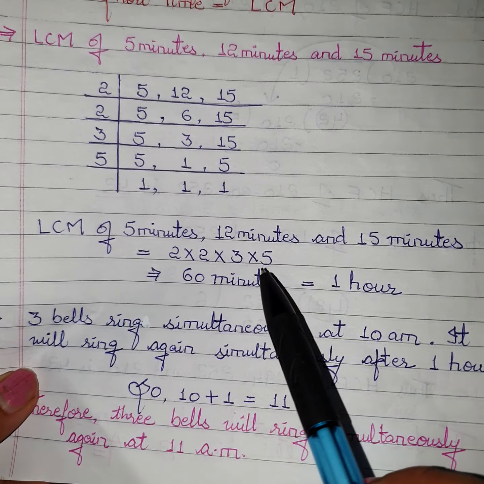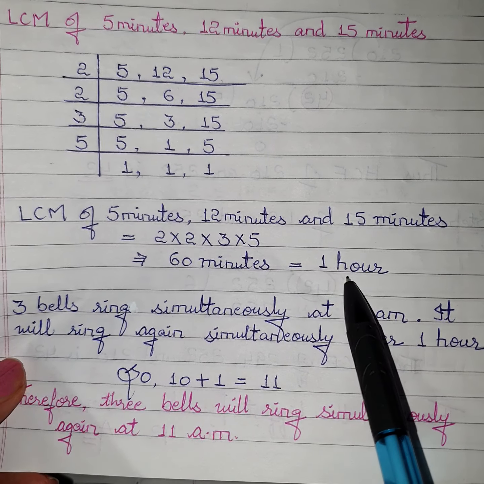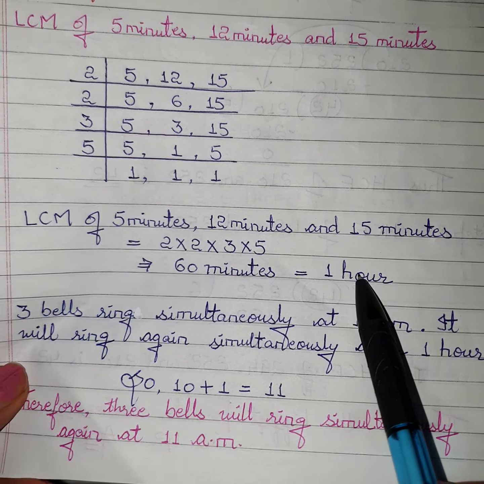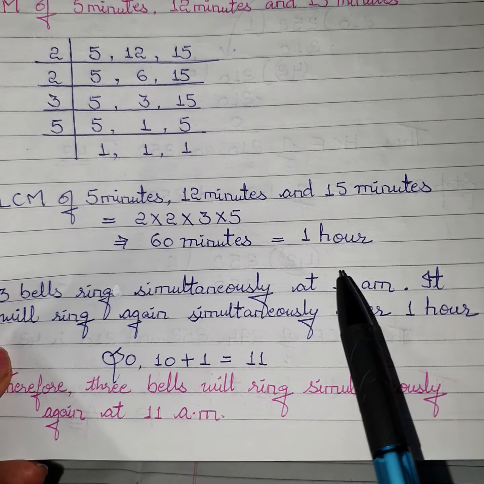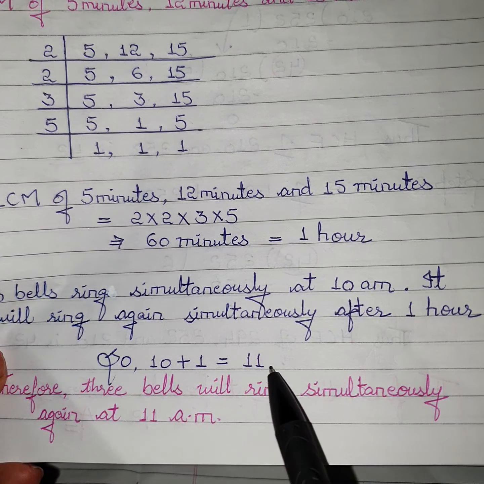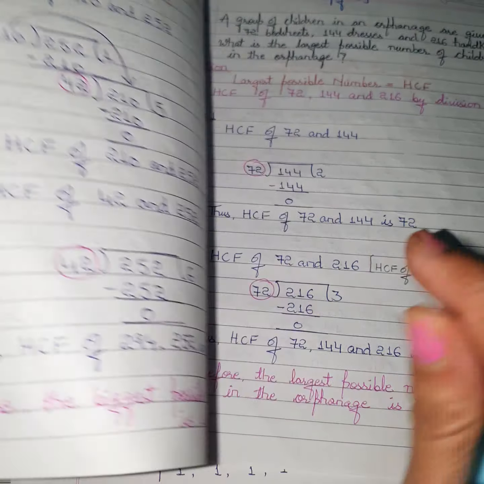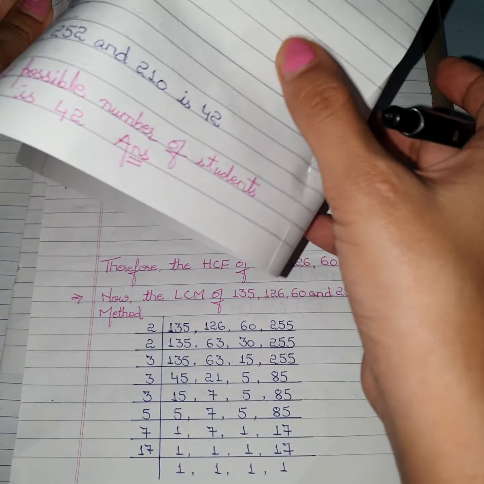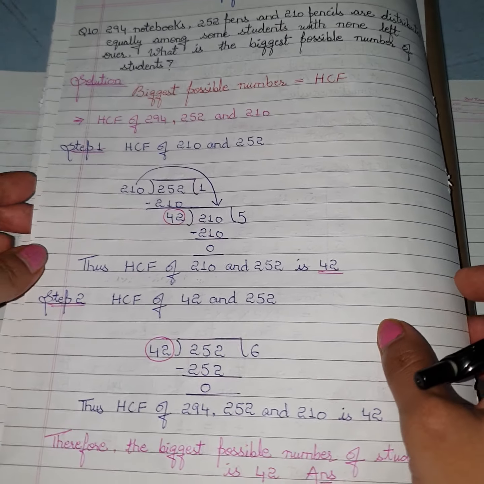After getting this LCM, since the answer is in minutes, we have converted it into hours. Got it? So this 1 hour will be added to 10. So 1 hour after 10 is 11 a.m. So the 3 bells will ring together simultaneously at 11 a.m. Okay, students? Now let's move on to question number 10.